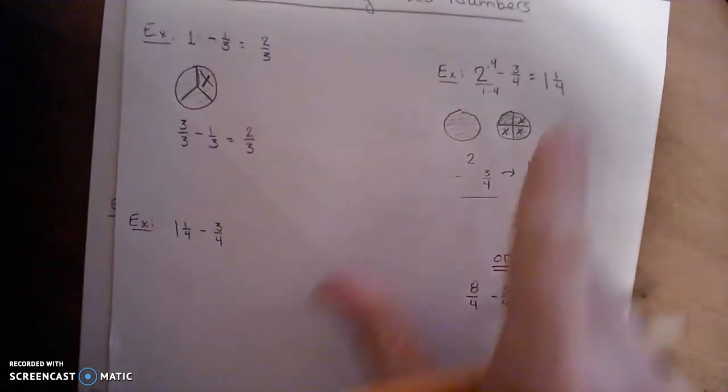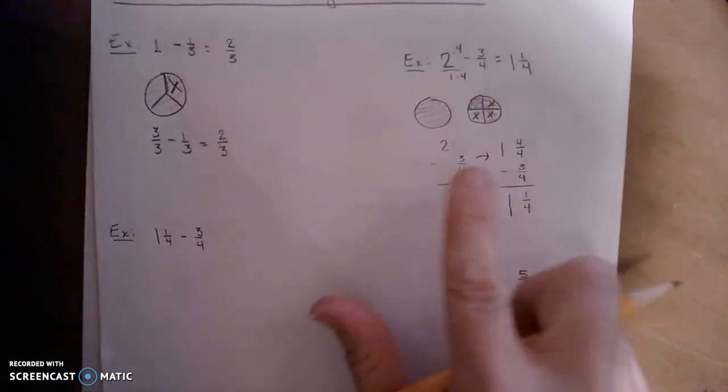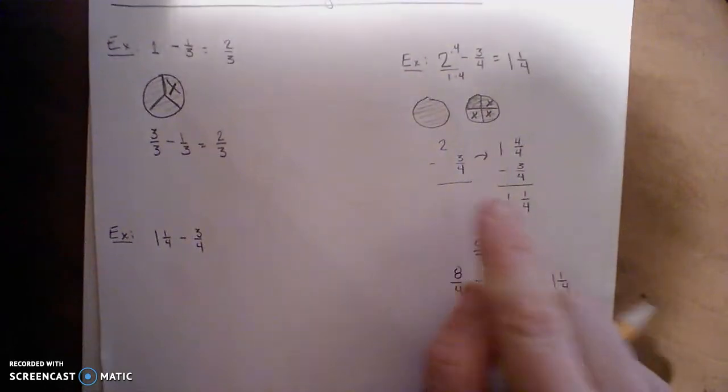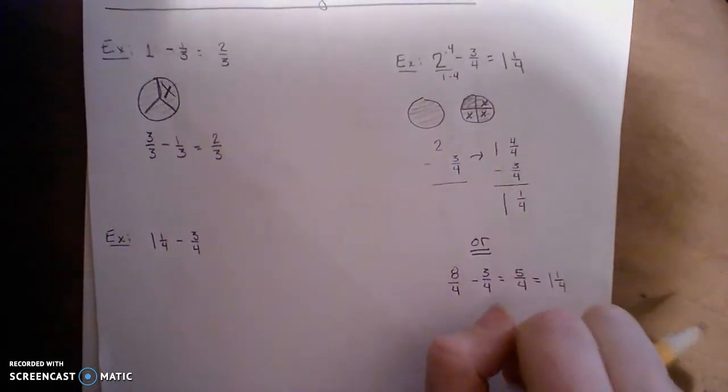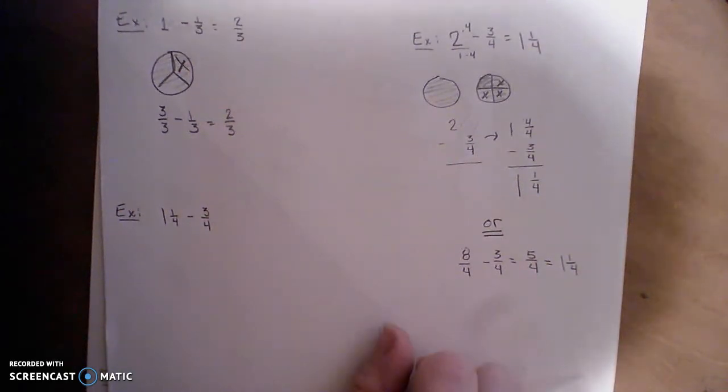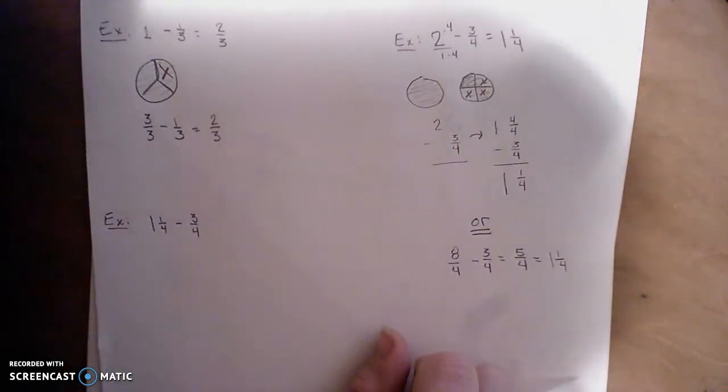So that's basically 3 different ways to view this problem. You can do it with a picture if your numbers are small enough, or regroup some things, or sometimes it's easier just to convert everything to improper fractions and subtract from there.